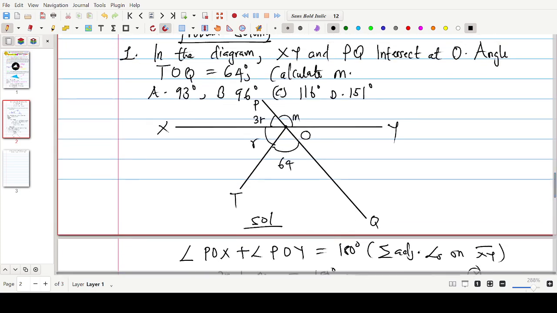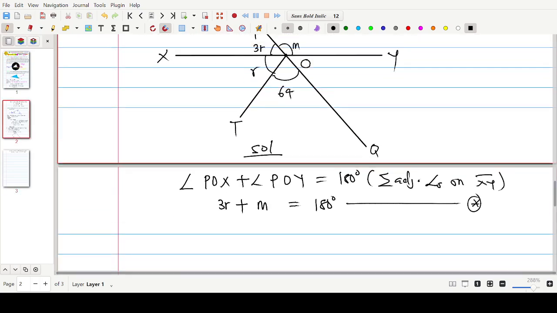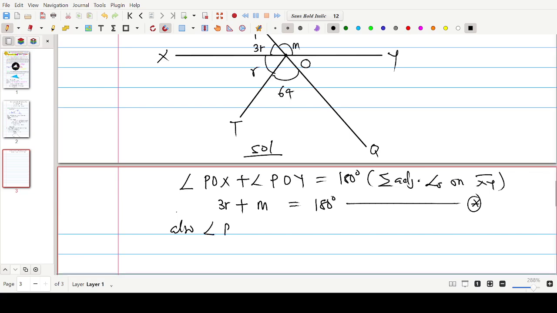Now, if you observe carefully, you see that angle POX, angle XOT, and angle TOQ are adjacent angles, and they are on the straight line PQ. Have you seen that? POX is 3 arrow, XOT is arrow, and TOQ is 64. So they are adjacent angles on the straight line PQ. Because of that, the sum is 180 degrees. So I can also write angle POX plus angle XOT plus angle TOQ equals 180 degrees.